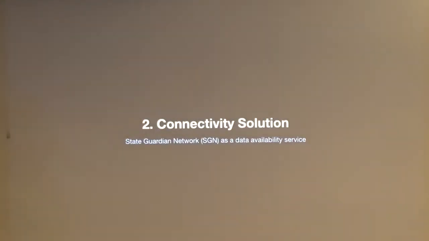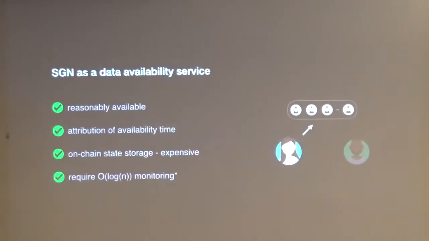Now, how do we solve that? Use the state guardian network as a data availability service. It is reasonably available. It has attribution of availability time. That's no problem. The on-chain state storage is also very cheap, because you're only storing the state for a temporary time. Because of the state guardian's nature, every state stored in the state guardian network has a timeout associated with it. In the end of the day, the state stored in the state guardian network will only become a hash and a timeout value.